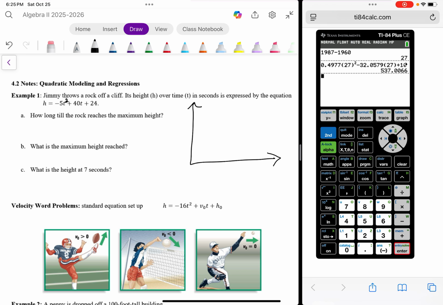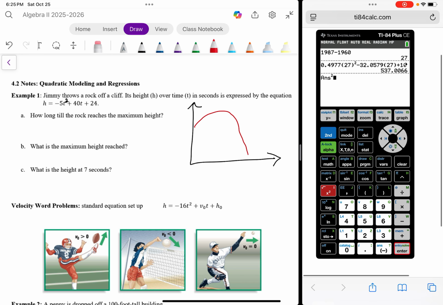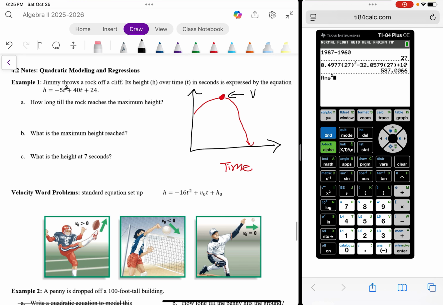For these, I'm just going to draw a sketch over here. So we are throwing a ball off a cliff and then it's going down. Its maximum height, with time on the bottom, is our vertex. So the amount of time that it takes to get there is going to be the x value of our vertex, which is found by negative b over 2a. So how long till it reaches its maximum height? We are going to figure that out.